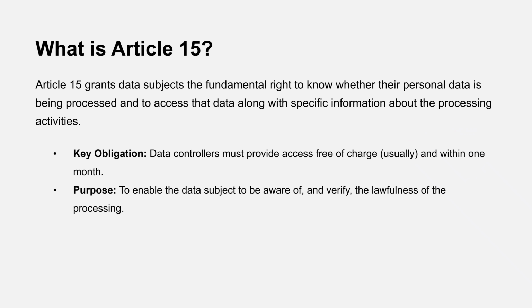What is Article 15? Article 15 gives people the right to know whether their personal data is being processed and to actually see that data. Imagine you signed up on an e-commerce website. You might wonder, what all information do they have about you? Your name, address, browsing habits, purchase history? Article 15 allows you to ask for all of that. Companies or data controllers must usually provide this information for free and within 1 month. The whole idea is transparency, so you can verify whether your data is being used properly and legally.